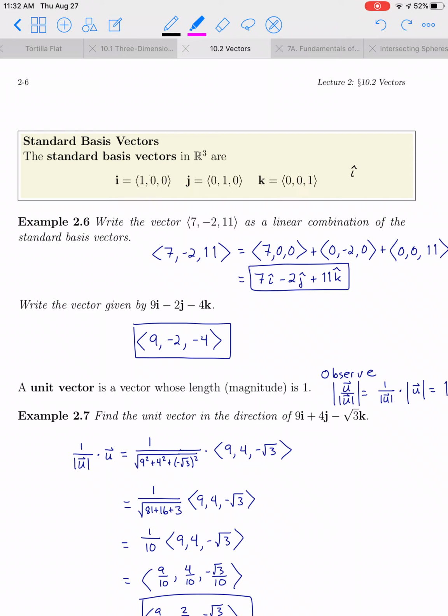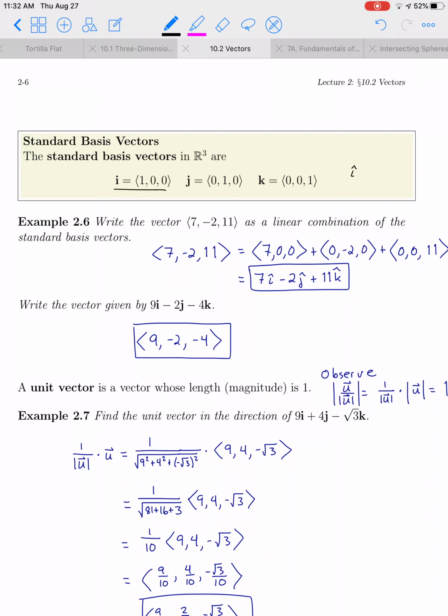So let's see how that goes. I've taken 7, negative 2, 11 right here, and we'll split it up. This is equal to the vector 7, 0, 0 plus 0, negative 2, 0 plus 0, 0, 11. Sure, if we add those three vectors together, we obtain what we started with. So we're decomposing it so that each of these places looks almost like our standard basis vector.